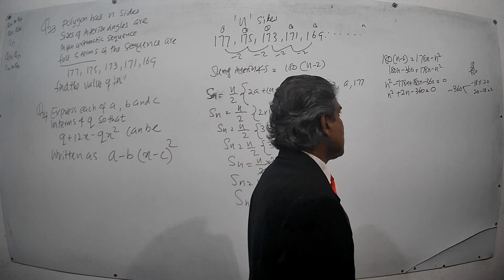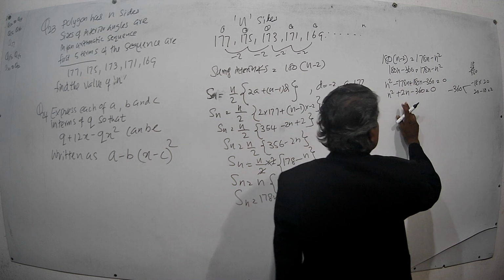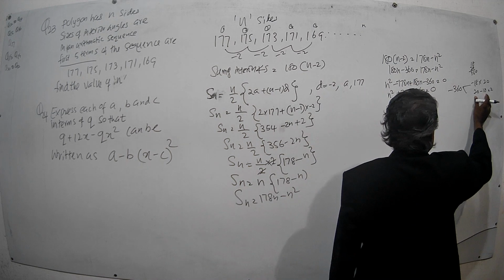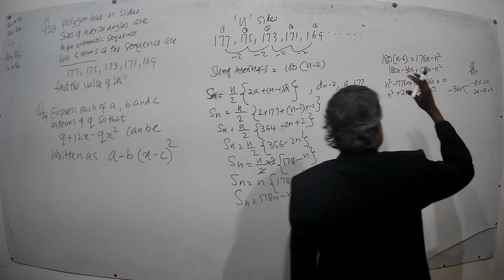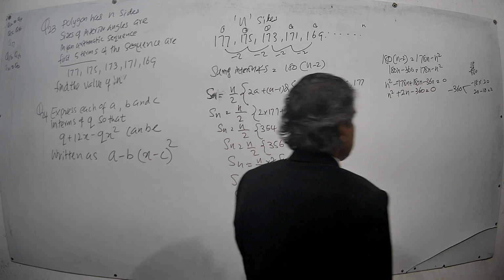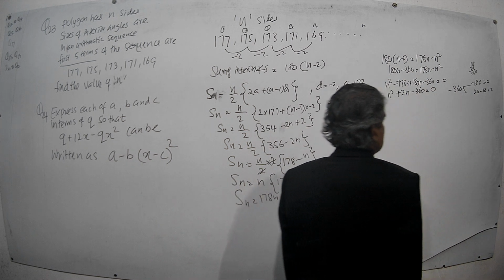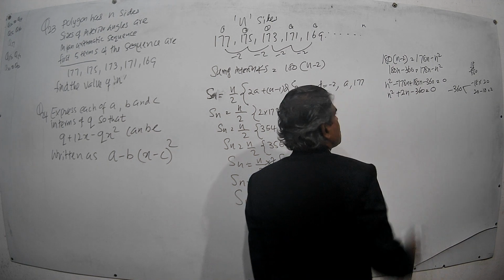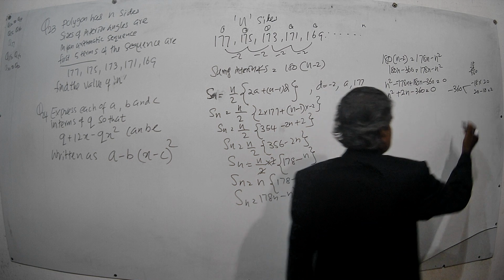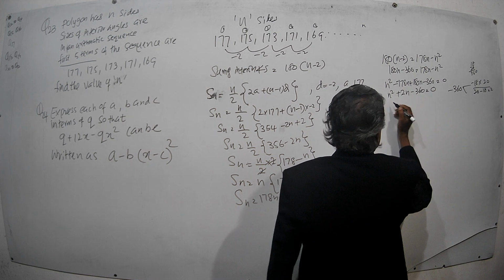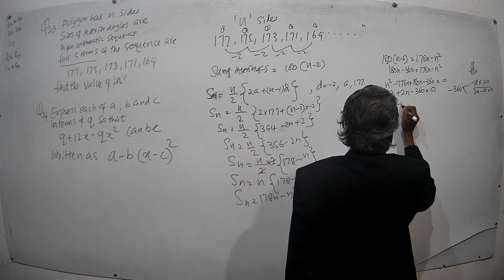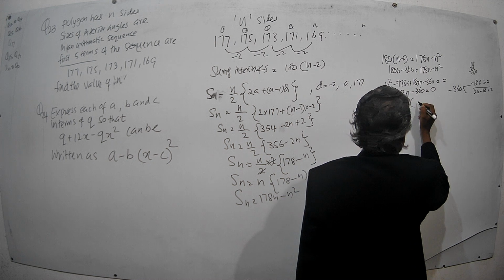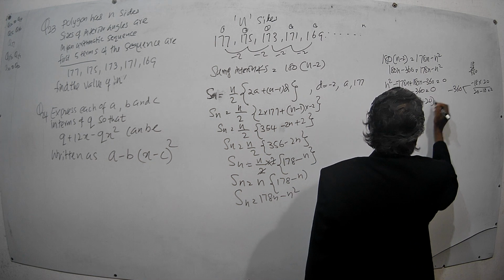We don't have to go through that long process of writing this 2n in terms of two factors and then factorizing pair by pair. It is very easy when the coefficient of the square term is positive 1. We write the factors straight away. These are the two factors: (n minus 18)(n plus 20) equals 0.